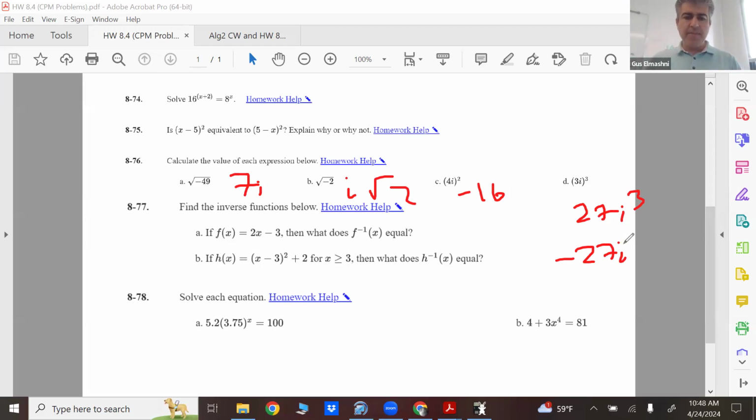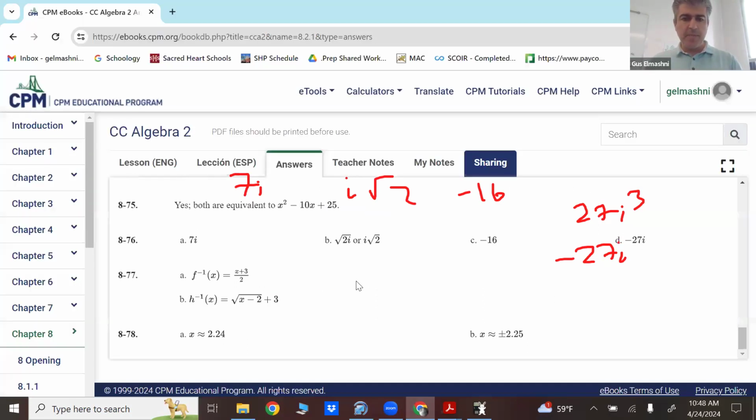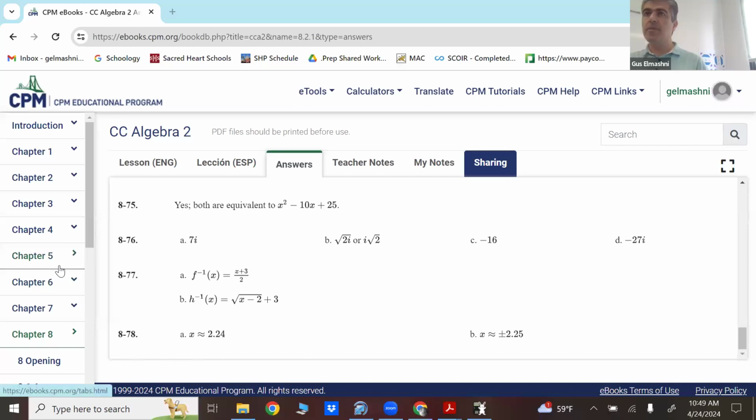For 77, parts A and B, you know how to find inverses. I know you guys could solve that stuff. I'll just show you the answers really quickly and we'll move on. Yeah, so those are the answers right there. Hopefully we're okay with all that. So any questions? No? Cool.